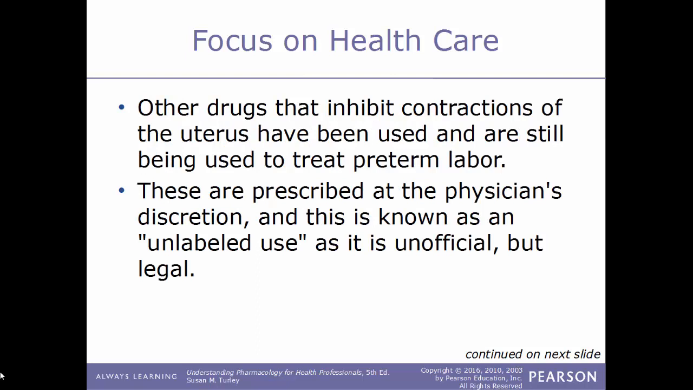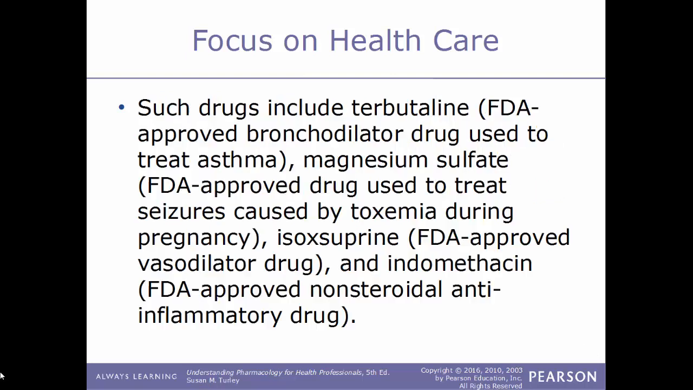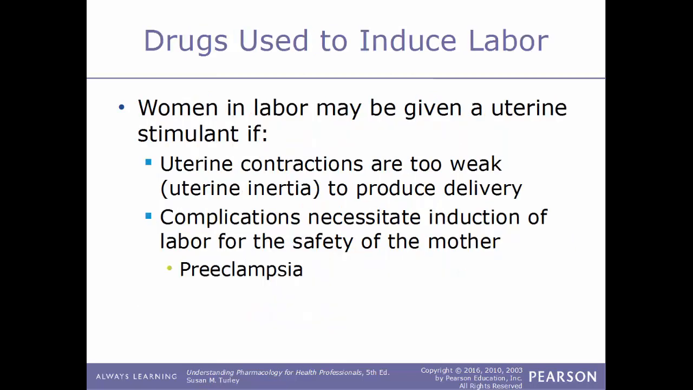Other drugs that inhibit contractions of the uterus have been used and are still being used to treat preterm labor. And these are prescribed at the physician's discretion, and this is also known as unlabeled use, as it is unofficial, but it is still legal. Now, some of these drugs can include terbutaline, which is an FDA-approved bronchodilator drug used to treat asthma. Magnesium sulfate is a drug that's approved to treat seizures as caused by toxemia during pregnancy. Isoxsuprine, which is a vasodilator drug. Indomethacin, which is an NSAID, non-steroidal anti-inflammatory drug. All right, now we'll talk about drugs that are used to induce labor.